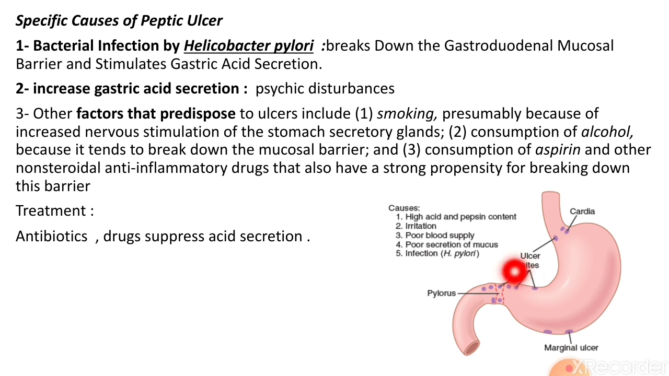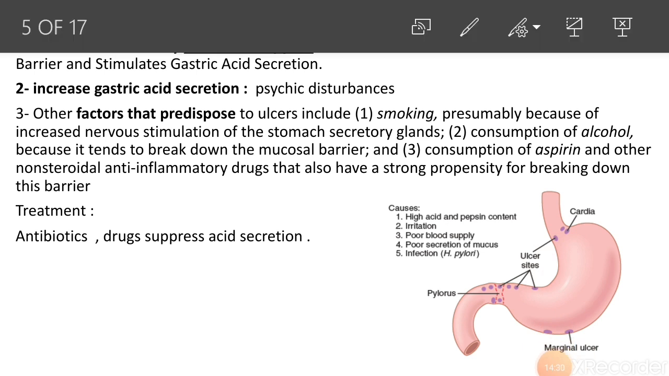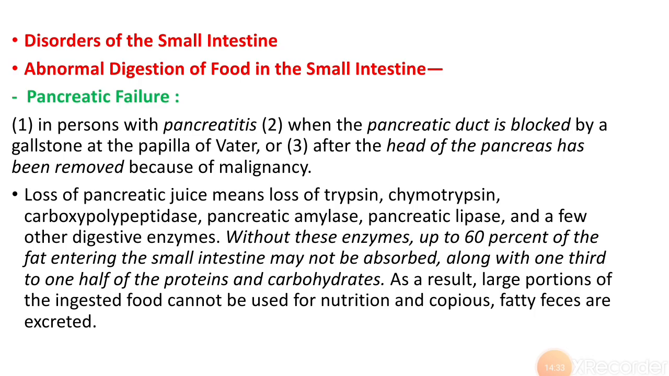The site of the peptic ulcer, usually it occurs in the pyloric end, or sometimes within the lesser curvature, or in the cardia, or sometimes it occurs in the wall of the stomach, and it is called marginal ulcer.